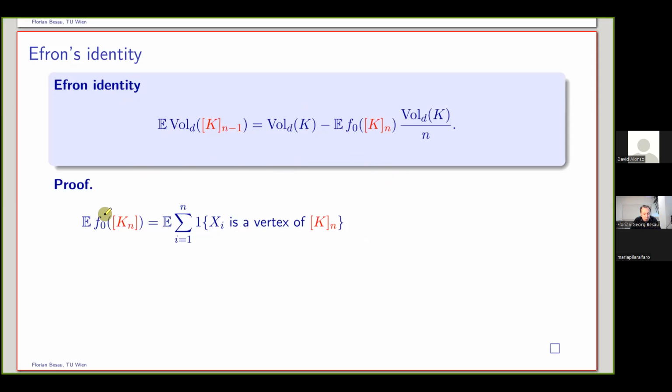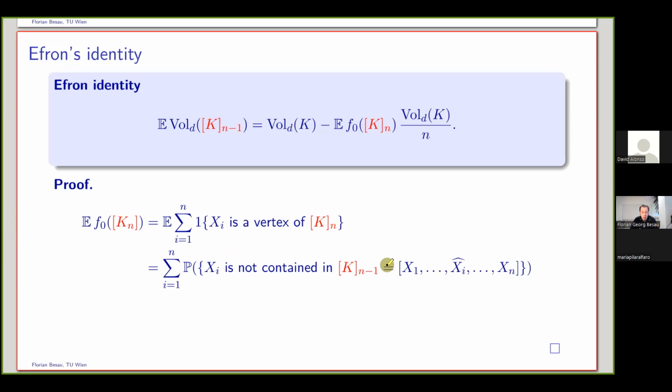So, okay, we start with the expected number of vertices of our random polytope, right? And you can easily rewrite this as the expectation, where you sum up the indicator functions of the event that the vector xi is a vertex, a corner of your random polytope. And then you rewrite this again. The expectation is linear, so you can pull the sum outside, and then the expectation of an indicator of an event is just the probability of the event. And this event you can rewrite. So xi is a vertex of your random polytope if and only if xi is not contained in the convex hull of all of the other points.